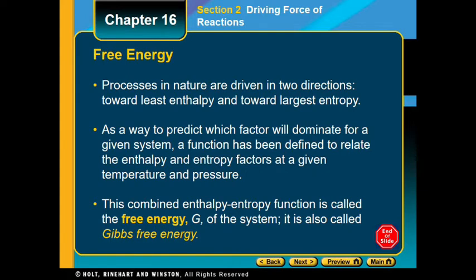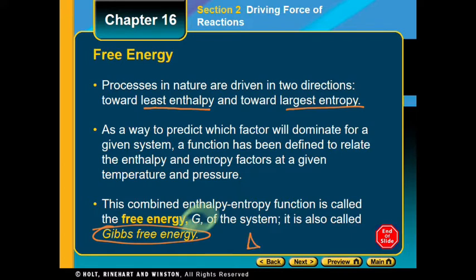So in nature, we've got two driving forces. It wants to go towards the least enthalpy and largest entropy. And a way to predict what is going to go on here, we will look at enthalpy and entropy factored at a given temperature and pressure. And to do that, we study something called Gibbs free energy, or just free energy. It is denoted with a capital G.